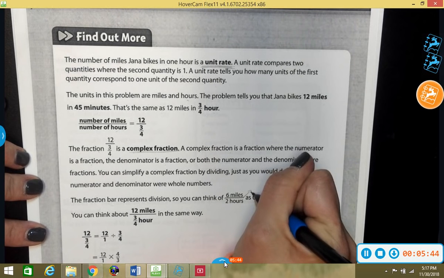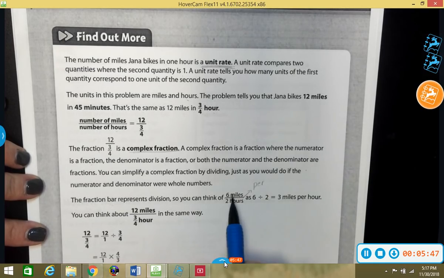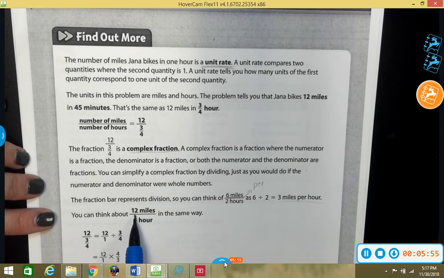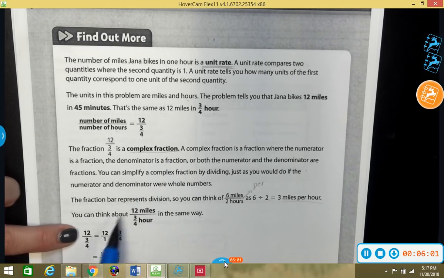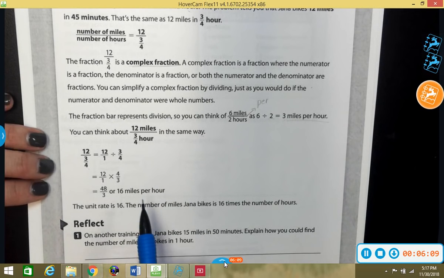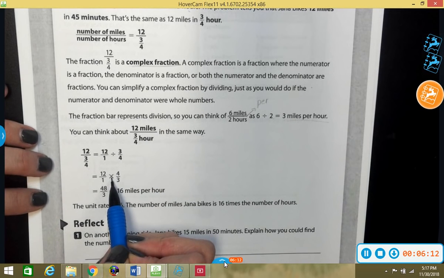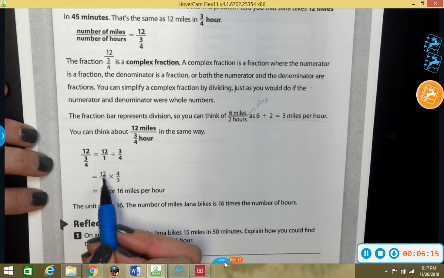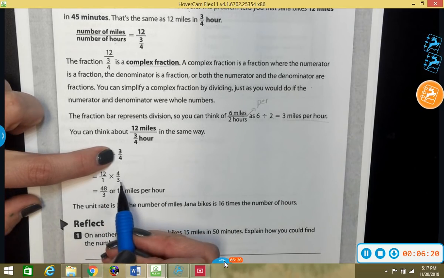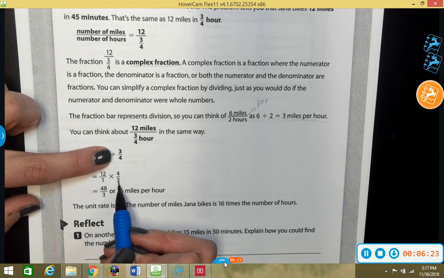So if you want to put that there, anytime you see that, that's how you can find out what words to use over here, miles per hour. You can think of 12 divided by 3/4 hour in the same way. 12 divided by 3/4, simplify that as 12 over 1 divided by 3 over 4. In order to divide a fraction, yes, you could divide it, but the easier way is to multiply by the reciprocal. So 12 over 1, change the division sign to a multiplication sign, and multiply by the reciprocal. Remember, reciprocal just means opposite.